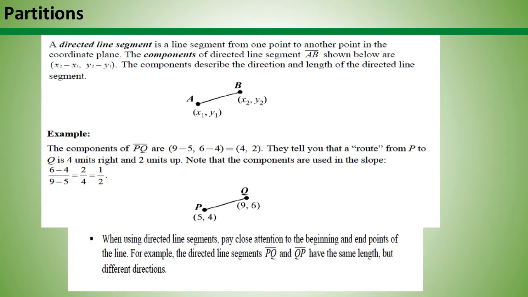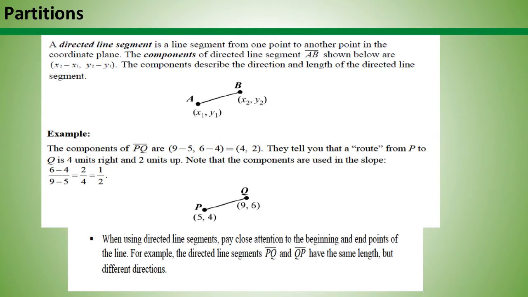Hello everyone, today we're going to work a little bit more on partitions. So just to go back to the beginning, in order to do a partition we need a directed line segment, and that's just a line segment from one point to another point in the coordinate plane. The components of directed line segment AB shown below are x2 minus x1 and y2 minus y1, and the components describe the direction and the length of the directed line segment.